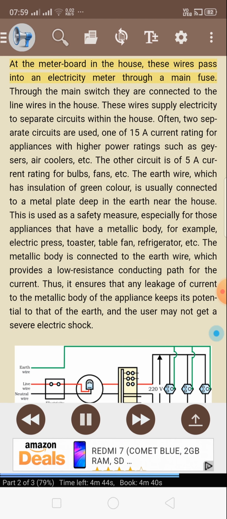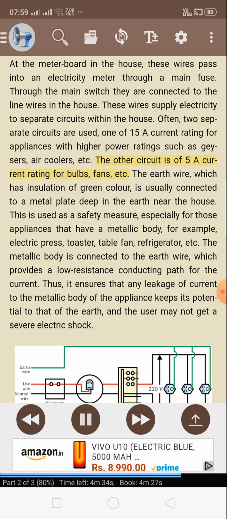At the meter board in the house, these wires pass into an electricity meter through a main fuse. Through the main switch, they are connected to the line wires in the house. These wires supply electricity to separate circuits within the house. Often, two separate circuits are used, one of 15 A current rating for appliances with higher power ratings such as geysers, air coolers, etc. The other circuit is of 5 A current rating for bulbs, fans, etc.